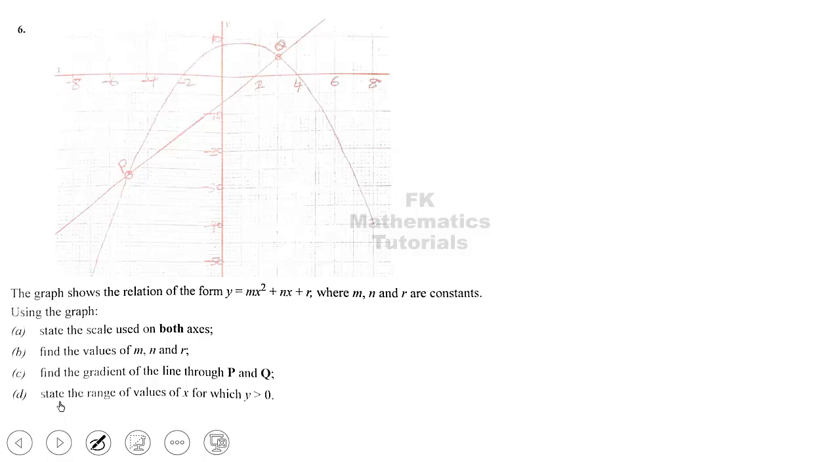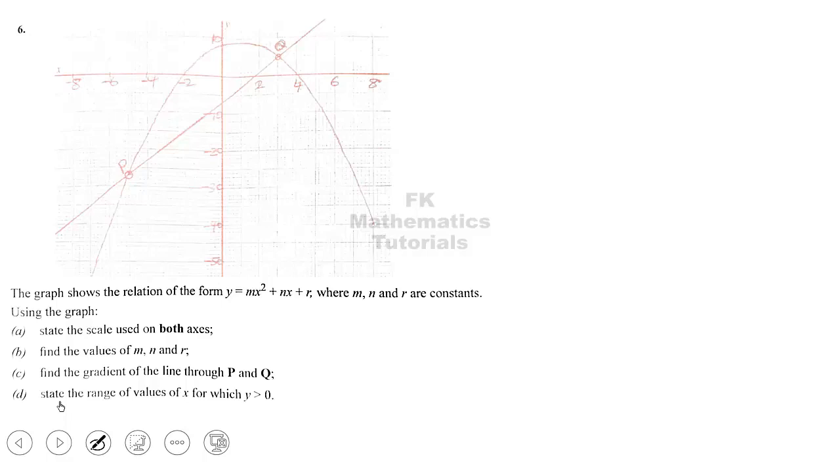So we have a quadratic graph here. The graph shows the relation of the form y equal mx squared plus nx plus r, where m, n, and r are constants. Using the graph, state a scale used on both axes.